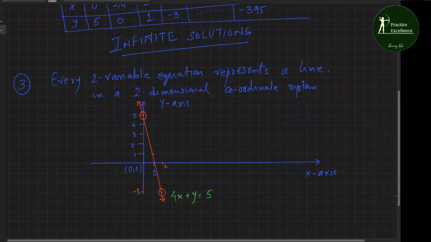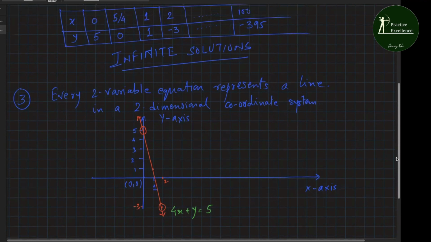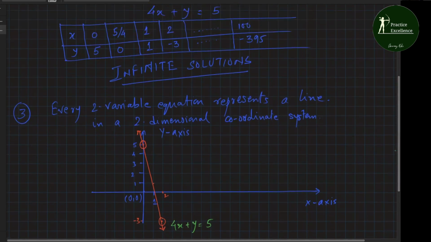And the third important point is every linear equation in 2 variables represents a line in a two-dimensional coordinate system, which can be drawn like this. So if you plot all the solutions and you need a minimum of 2, you need 2 x and y coordinates. And if you join those 2 points with a straight line, that line is going to represent the linear equation.